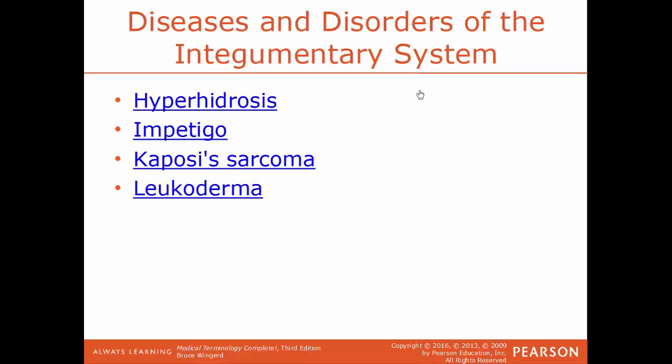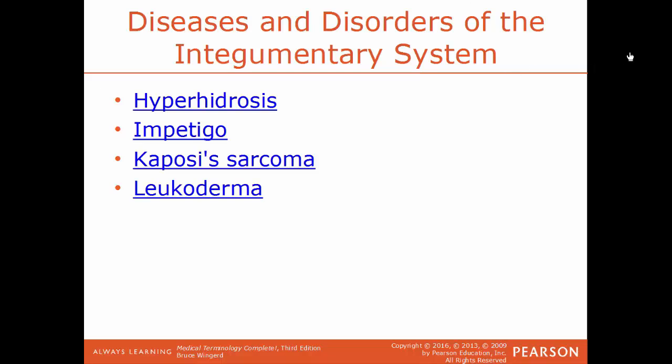Kaposi sarcoma is a rare type of tumor that's often associated with people who have AIDS. And this is a type of cancer that will develop within blood vessels or in the lymph nodes. And the last one on here, leukoderma, is another word for vitiligo. This is where you have a localized loss of pigment in the skin. So basically your skin, instead of being one skin tone throughout your body, there'll be patches of your skin that have become lighter because of the loss of pigment.